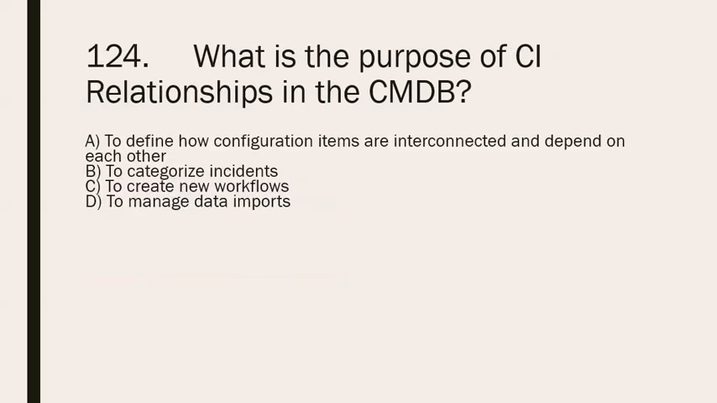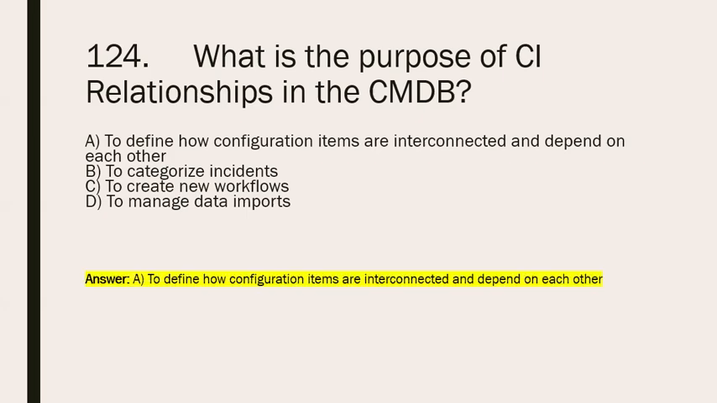124. What is the purpose of CI relationships in the CMDB? A. To define how configuration items are interconnected and depend on each other. B. To categorize incidents. C. To create new workflows. D. To manage data imports. Answer. A. To define how configuration items are interconnected and depend on each other.